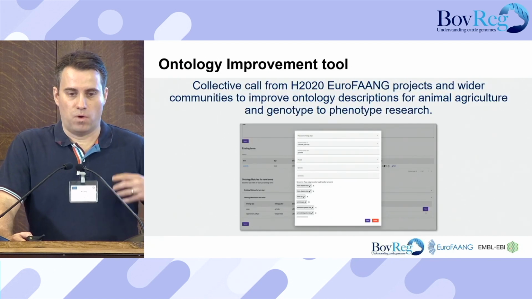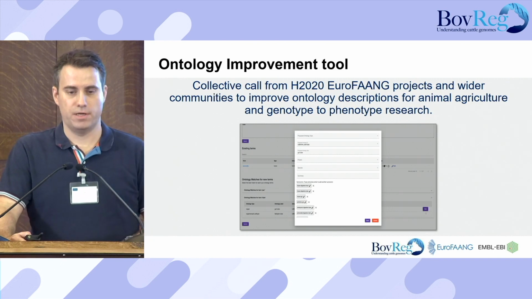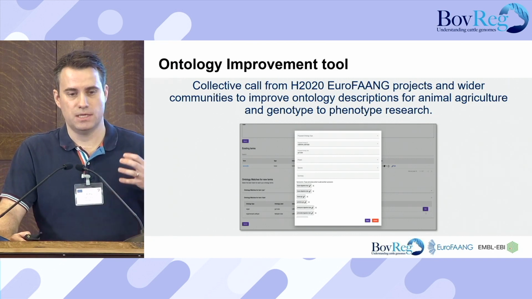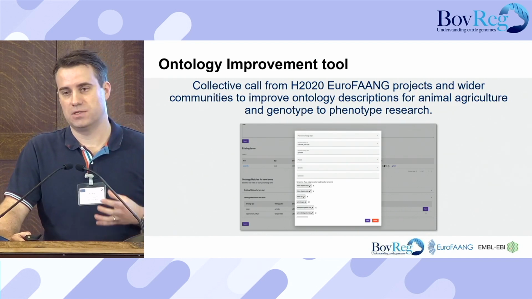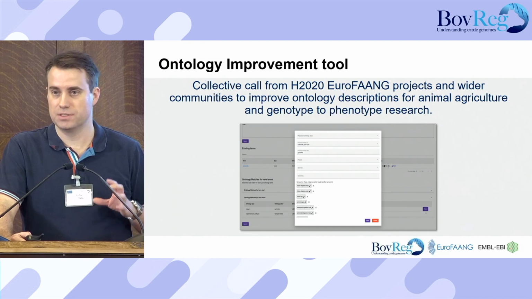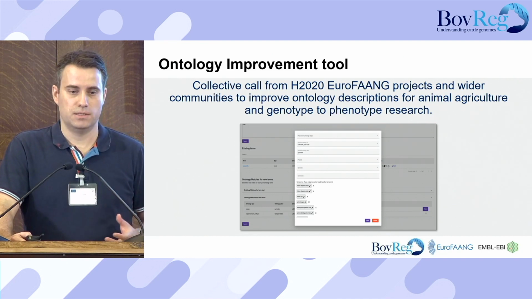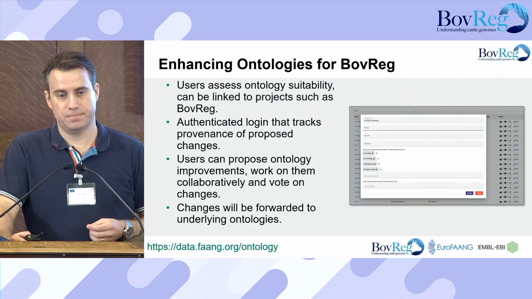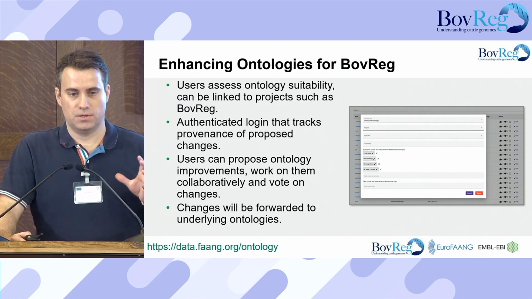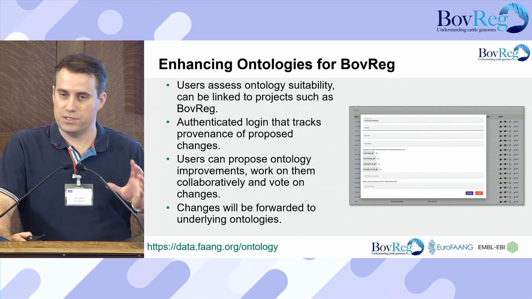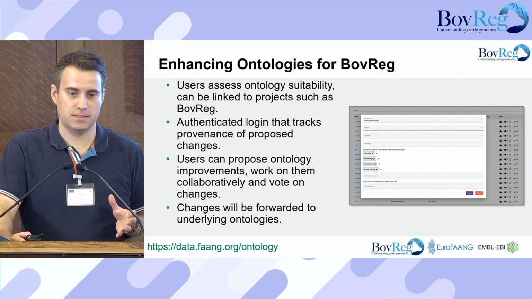So one of the things that we've developed in collaboration, through BovReg and through our collaboration with the other Horizon 2020 projects, is an ontology improvement tool to try and make it easier for you as the community to improve these ontology descriptions, as they're often very medical or model organism focused, and to allow you to adapt them for use in agriculture. So this allows the users of this service to link it to the project, so we will automatically have loaded all of the ontologies used in any BovReg dataset.